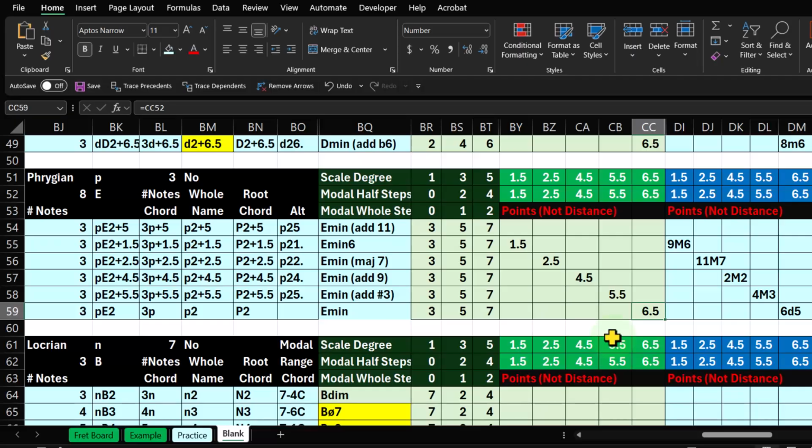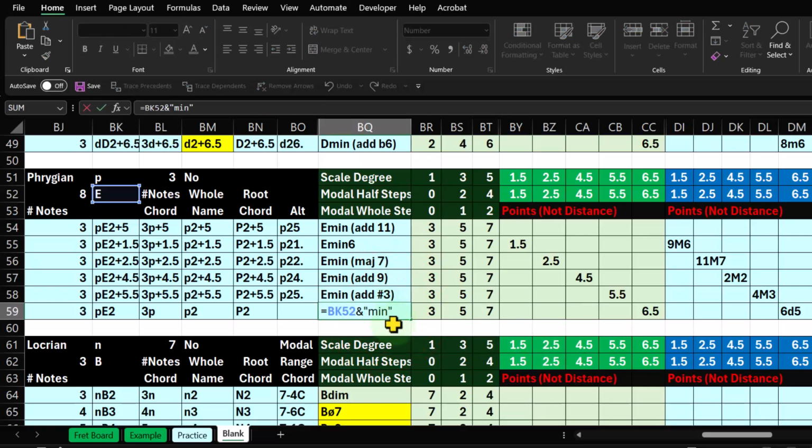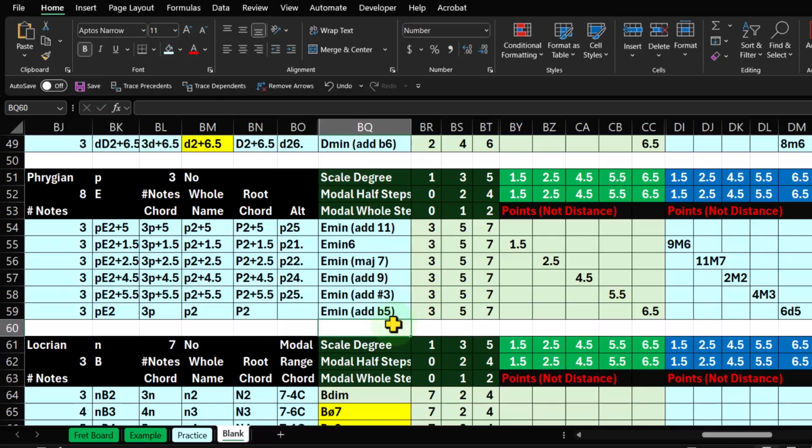If we look at the distance from the Phrygian to the Aeolian Ocean, that would be a distance of 6, which is a weird distance. That could be a sharp or a flat 5 or a sharp 4, or whatever you want to call it, depending on where you're measuring from. From the perspective of the Phrygian, we'd probably be saying it's a flat 5, so we'll call it a flat 5. So we're going to say it's an E minor, and then we'd have to say add flat 5, B5, let's say. Something like that.